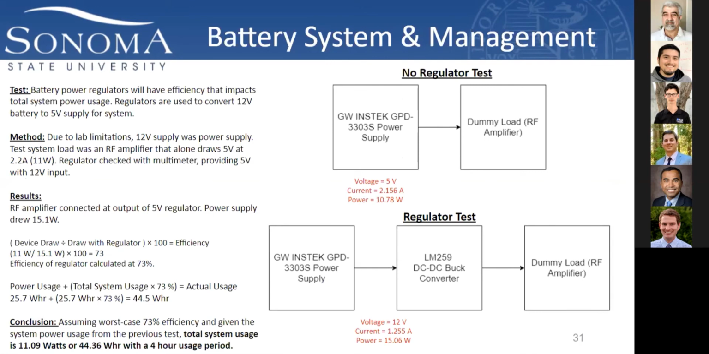But we also realized that in our system, the power regulator that we chose is in no case 100% efficient. So we used a dummy load to simulate power that was slightly higher than our actual system load, and we found that the regulators we had chosen were about 73% efficient. Using that efficiency to calculate the actual time, we determined that we would require about 44.3 watt hours for a 4-hour use period.